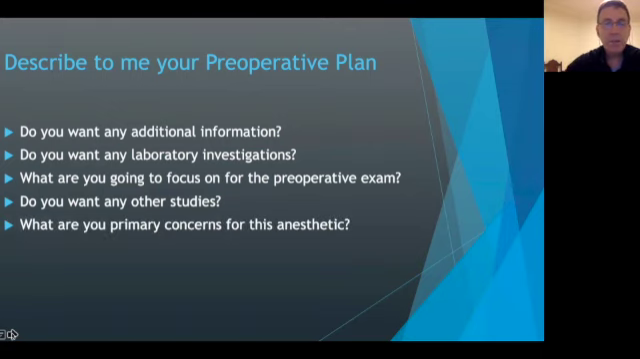Okay? Looking at this patient, what are your primary concerns for this anesthetic? If you could list the top 3 concerns you have, I'm not asking you how to do the anesthesia. What are your 3 primary concerns?